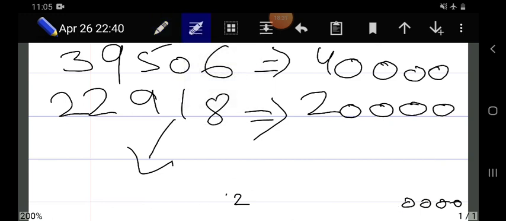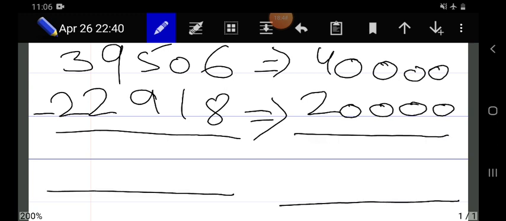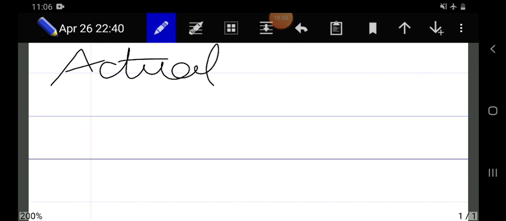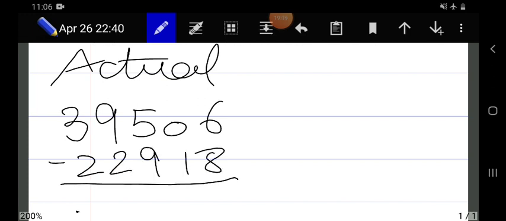So now 39,506 became 40,000 and 22,918 became 20,000. Now we will find the difference. The space is not proper for the subtraction here, so first of all, let's find out the actual difference: 39,506 minus 22,918.